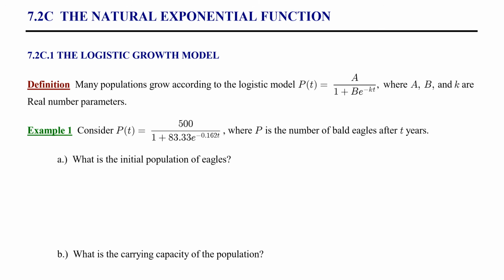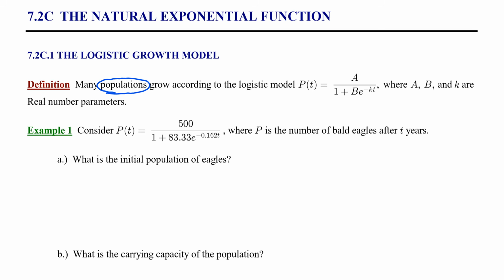Definition: many populations grow according to the logistic model P of t equals a over 1 plus b e to the negative kt, where a, b, and k are real number parameters. So the pattern of this function is often used to model growing populations. These populations may be the populations of deer on an island or the populations of tumors in a growing cancer cell.